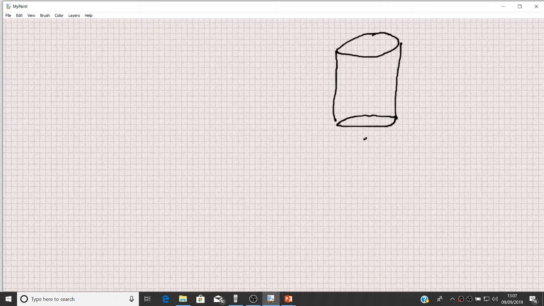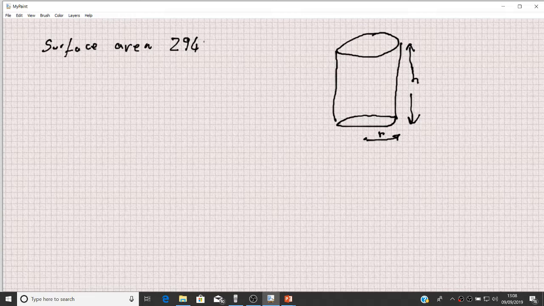So the cylinder, not a great sketch, but the radius of the cylinder is r, and the height is h. Let's just write down the information we were given. So the cylinder has a surface area, and the surface area we're told is 294 pi cm squared. So we want to find h in terms of r.